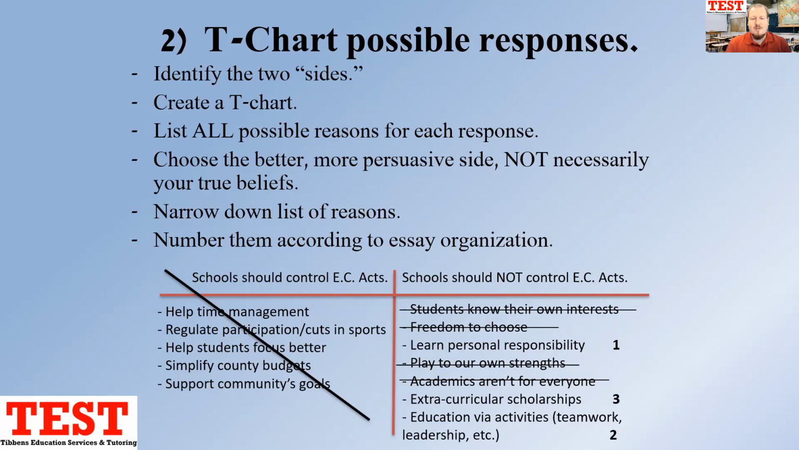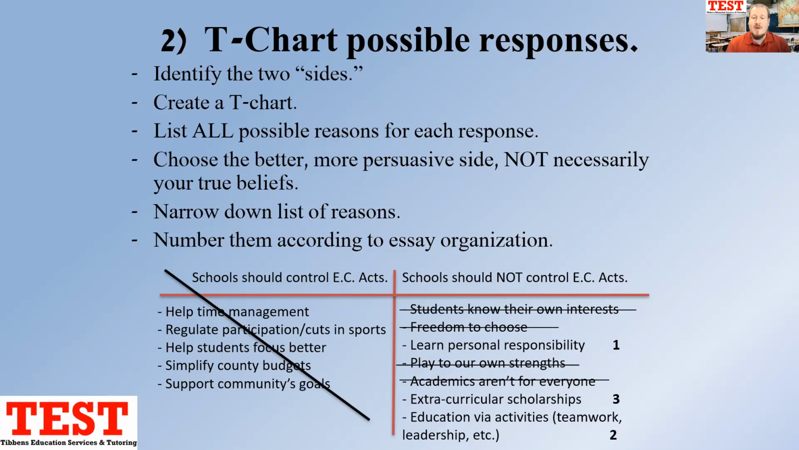Now, the reason I crossed out students know their own interests, well, I can use that idea when I talk about personal responsibility. It's my responsibility to choose things I like. If I choose an activity and I don't like it and I suffer for a season to get through it, that's on me. I don't get to blame the school. I'd say, look, I did that, right? So interest can be part of the personal responsibility.